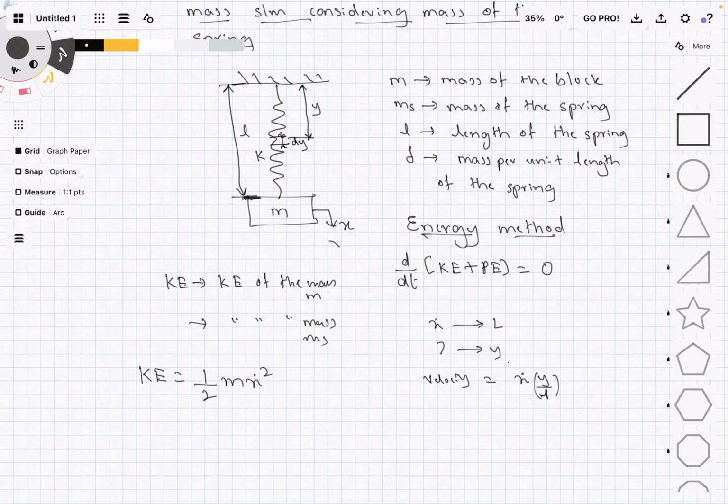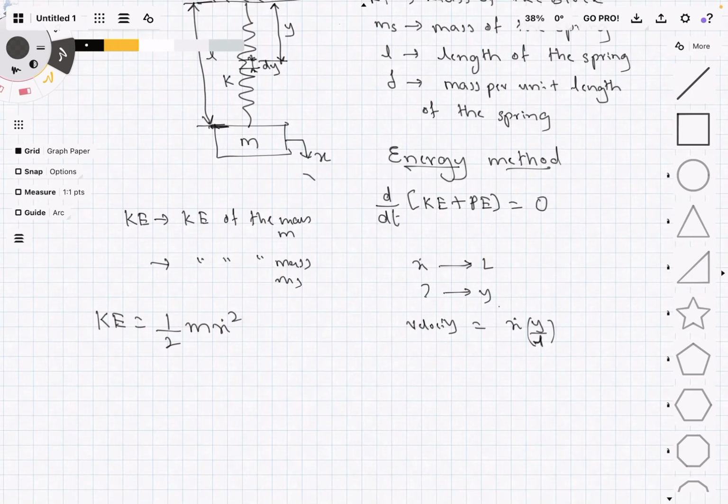So now I have to write the kinetic energy of this. As we have assumed a small element, that is dy, first we will be writing the kinetic energy for it. This will be half, and I'll be using the term delta, that is mass per unit length. Delta into dy, because if you multiply delta by length, it will be the mass. So half delta into dy into velocity square, that is x dot into y by L, the whole square.